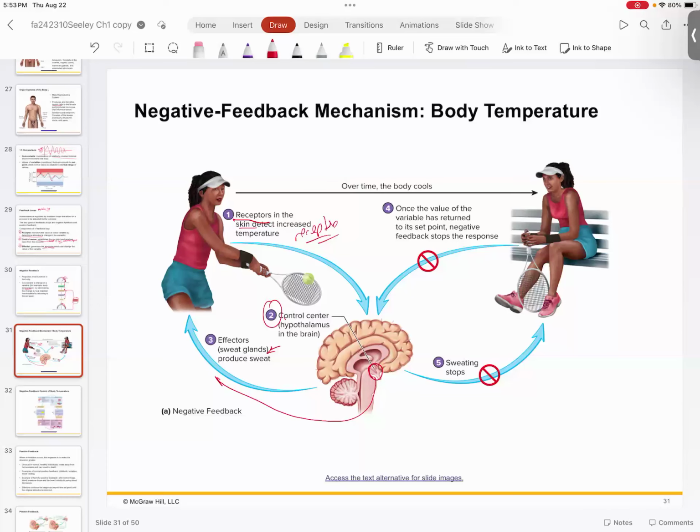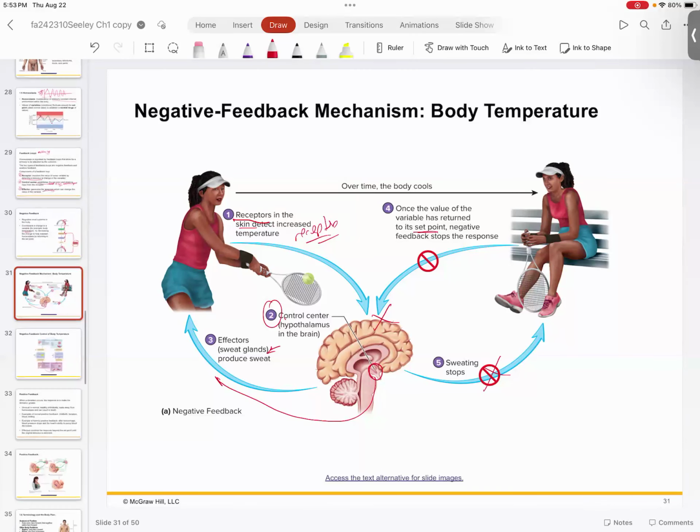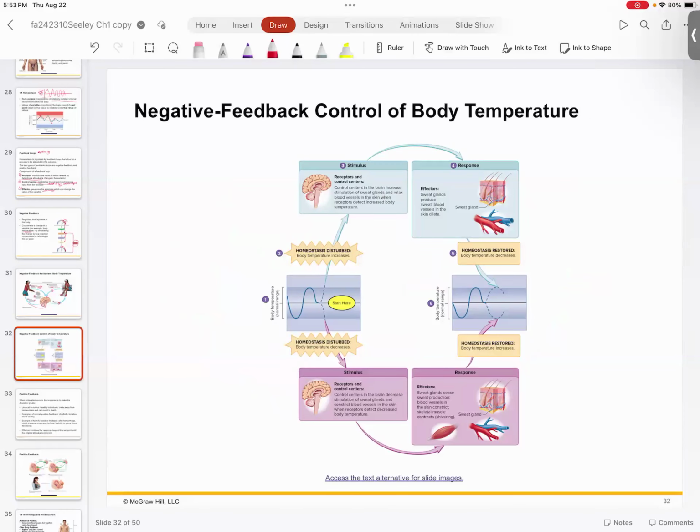So then what happens is once you actually get down to your set point, your core body temperature, the negative feedback stops the response. And then you stop sweating because you no longer have to lose any more heat. And then you basically reset yourself. That's kind of what it looks like.